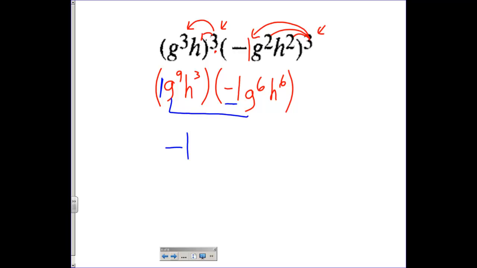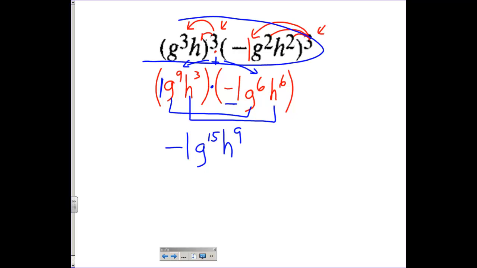Now we go to the like bases. G to the 9th times g to the 6th, and anytime we multiply like bases, we are going to add the exponents. So the 9 plus the 6 is going to give us a g to the 15th power. And then we're going to go to the h's, and I got a power 3 and a power 6. That's going to give me h to the 9th power. So the entire expression up here, when simplified, comes out to negative 1, or just negative g to the 15th, h to the 9th.